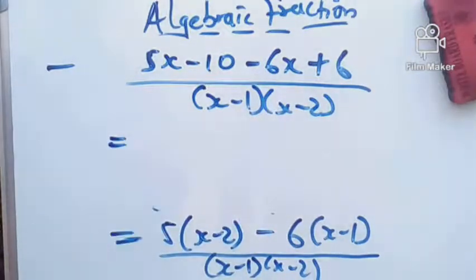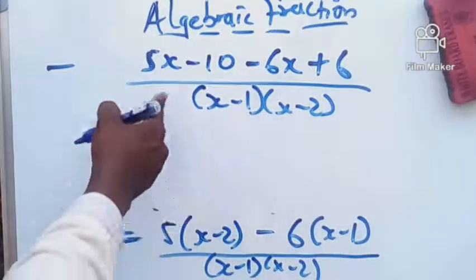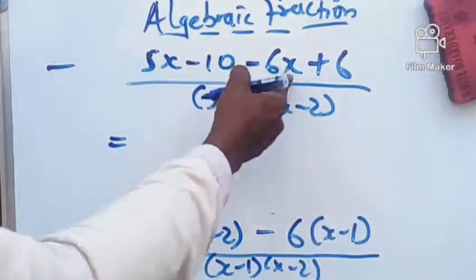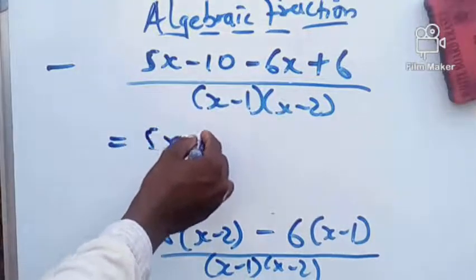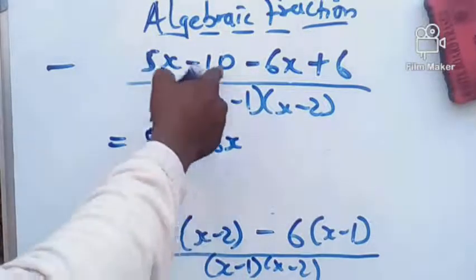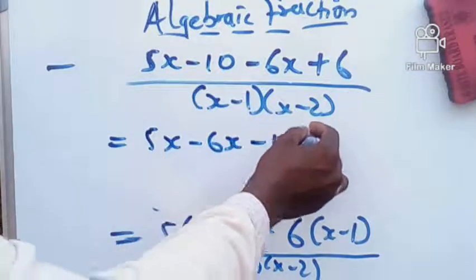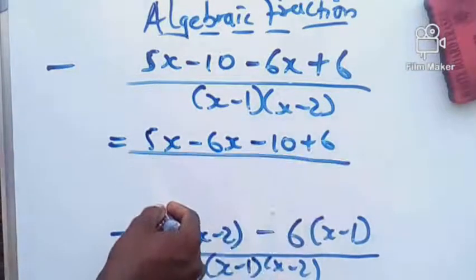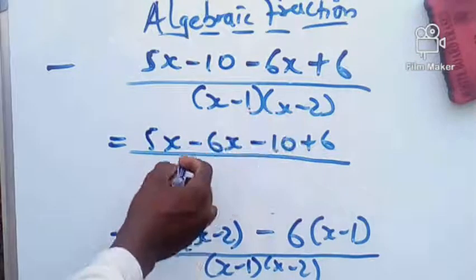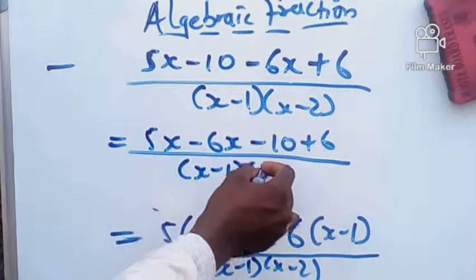So let's go ahead and collect the like terms. Notice that this one has x and this has x. We bring them together. We have 5x minus 6x, and then minus 10 plus 6. And everything here is divided by the LCM, which is x minus 1 and x minus 2.